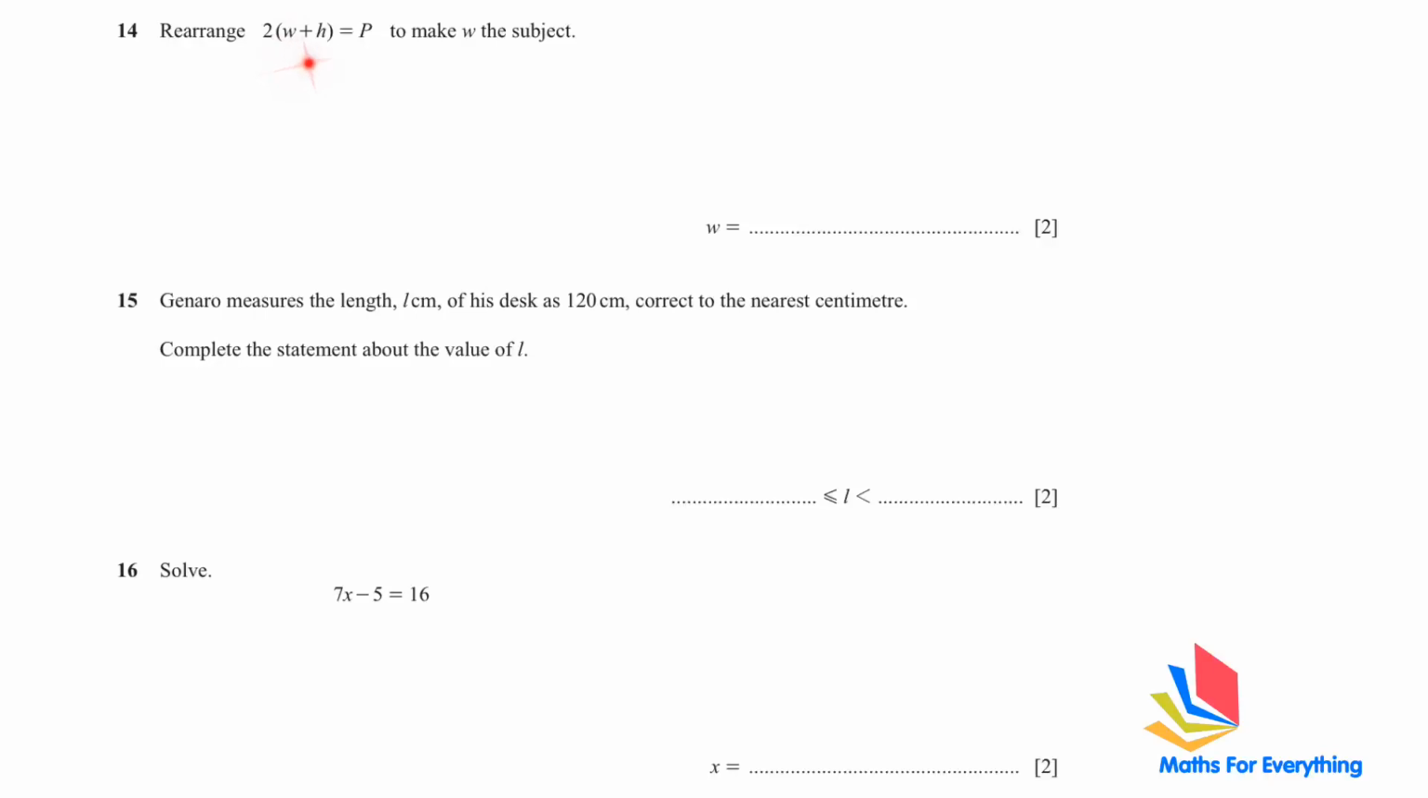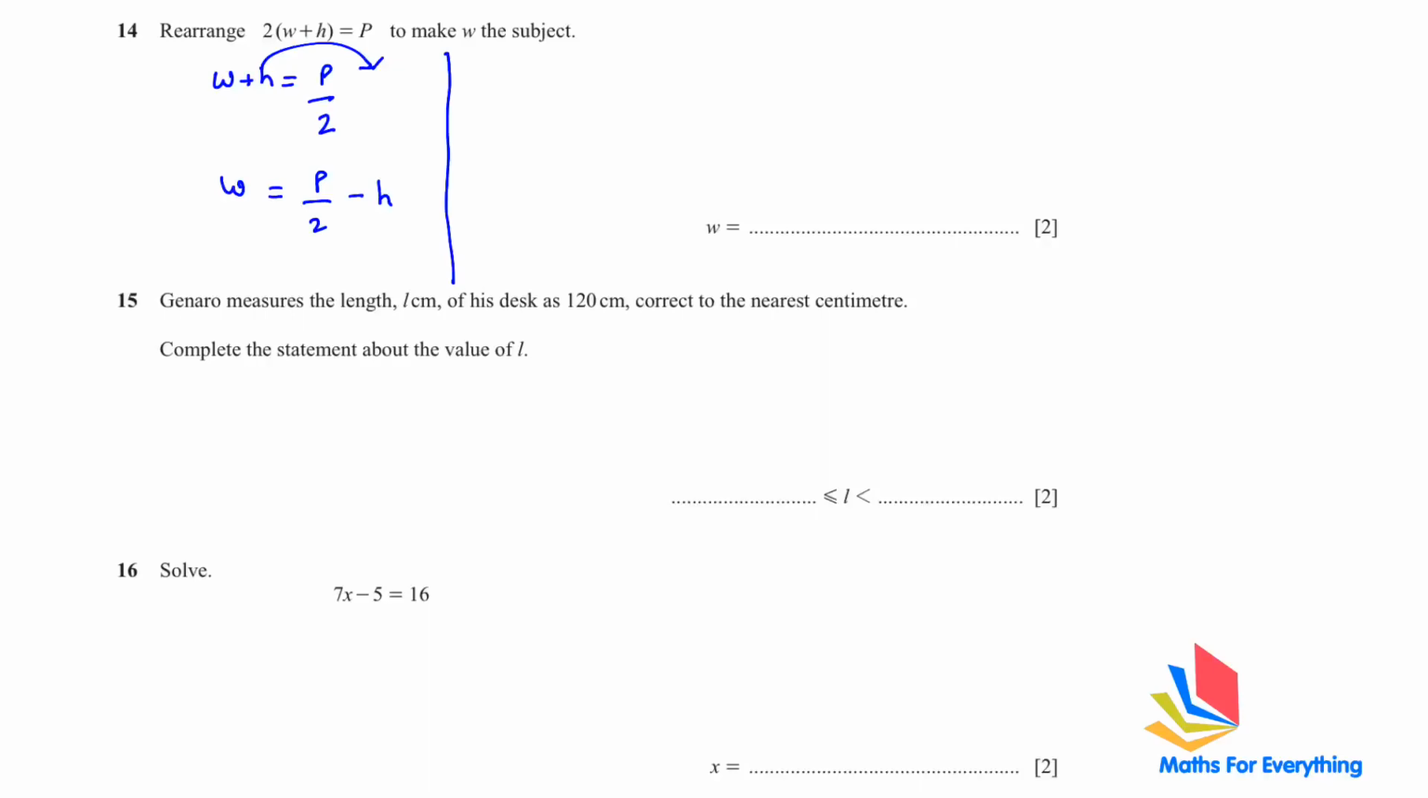Question number 14. We have to make w the subject. There are two ways to do this. I'll show you both ways. In the first, we do not expand the bracket. We move the 2 to the other side. This means multiply, so it is 2 multiplied by this bracket. When I move it to the other side, it will be a divide. Therefore, p divided by 2. And then we will move the h to the other side. It's a plus. When we move it to the other side, it will be a negative h. So this is one way of solving.